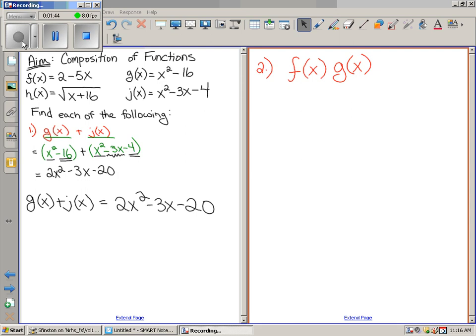Problem numero dos. So check it out. Like these 2 things are next to each other. There's no symbol in between. What do you think we got to do? Oh, you guys are amazing. You guys are freaking amazing. So that's what we're going to do.